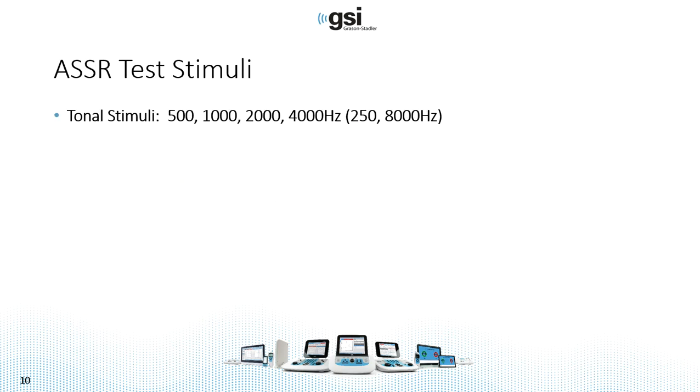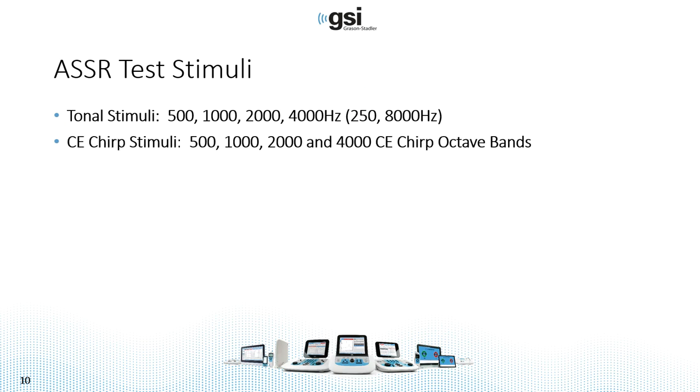So the Audera Pro includes tonal stimuli, those traditional ASSR test stimuli. By default, 500, 1,000, 2,000, and 4,000 hertz are selected. You can also access 250 hertz or 8,000 hertz. Last year, we added the CE Chirp octave band stimuli at 500, 1,000, 2,000, and 4,000 hertz. So you have a choice between using traditional tones, modulated tones, or modulated CE Chirp stimuli.